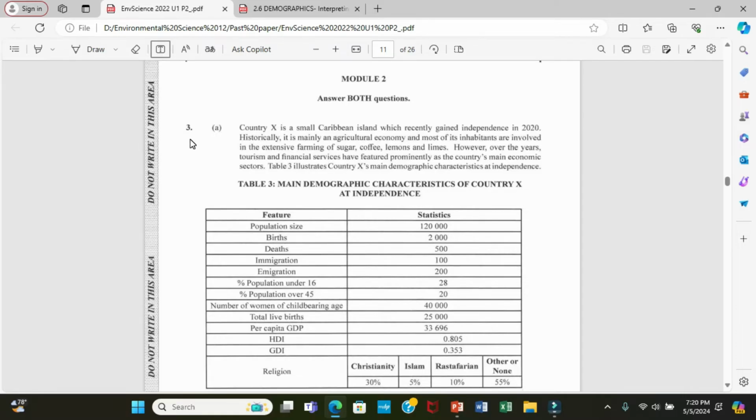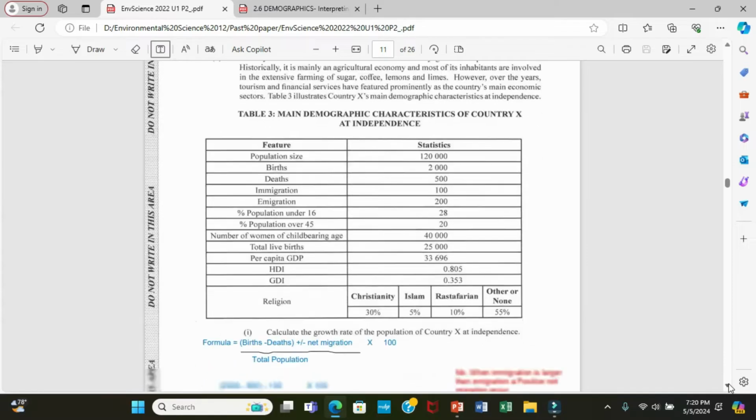Country X is a small Caribbean island which recently gained independence in 2020. Historically, it is mainly an agricultural economy, and most of its inhabitants were involved in the extensive farming of sugar, coffee, lemon, and limes. However, over the years, tourism and financial services have featured prominently as the country's main economic sector. Table 3 illustrates Country X main demographic characteristics at independence. Alright, so this is table 3.